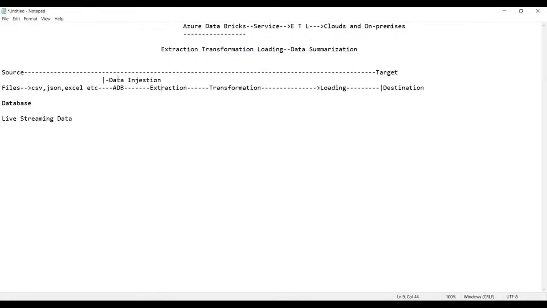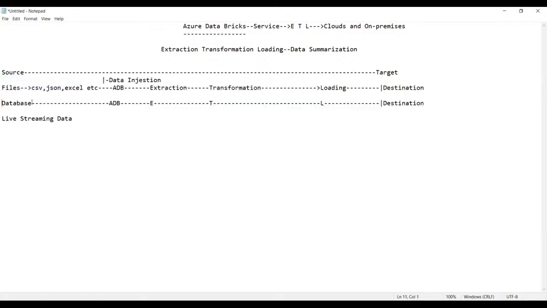Or in the same process, even if the data has to be accessed from a database, we use this ADB, that is Azure Databricks, and we pull in the data. Again the same process: that is E, extraction. Then you have T, which stands for transformation. Finally we put the data into loading. Loading is the final process, loading the data into the destination. Destination is the actual target you have. Getting my point, all of you?